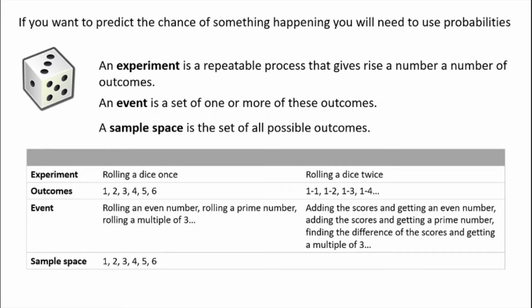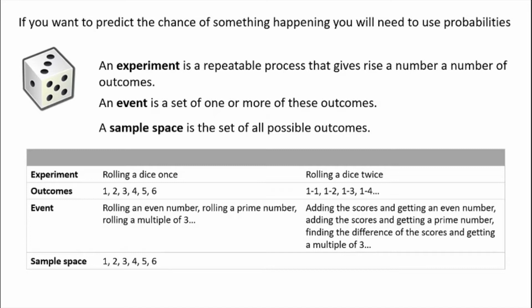So the outcomes are a 1 on the first dice, a 1 on the second, a 1 on the first dice, a 2 on the second, a 1 on the first dice, a 3 on the second, etc, etc. And that can get to be quite a long list. We'll look at that in a second.